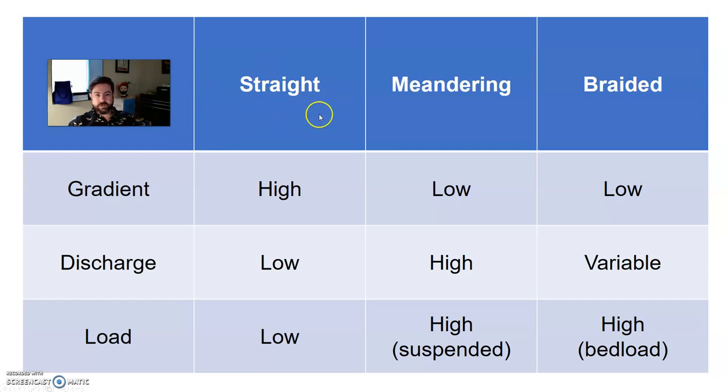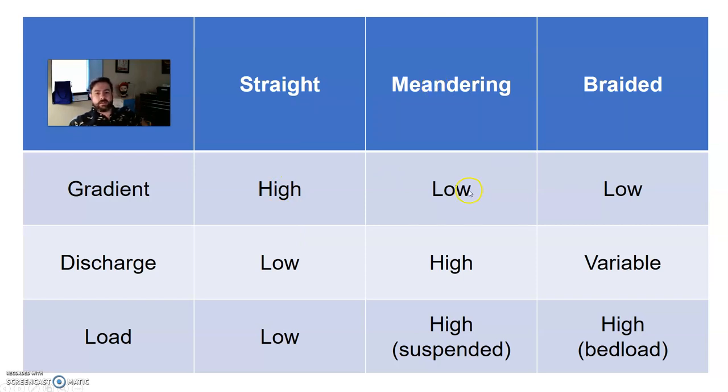So, straight stream channels typically have higher gradients, lower amounts of discharge, and lower amounts of load, so the water is going to be more clear, with less material. The discharge is low up in the mountains where the rivers are getting started, so less water typically, but again, higher gradient.